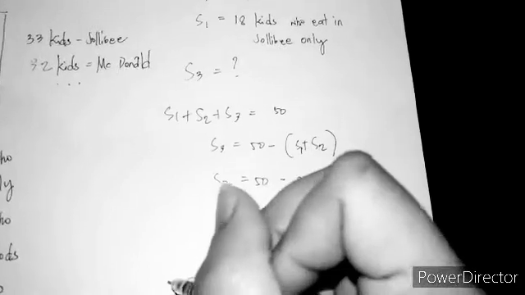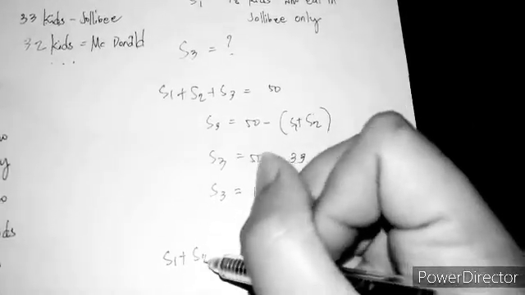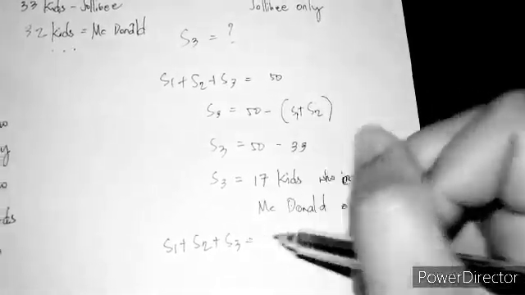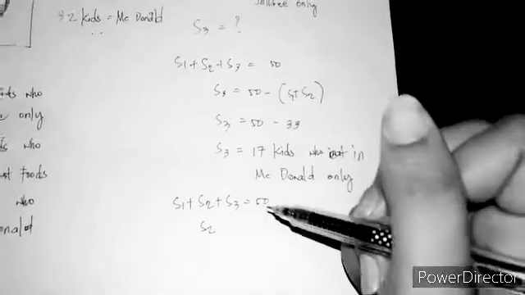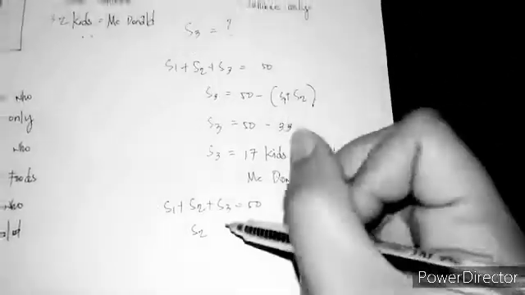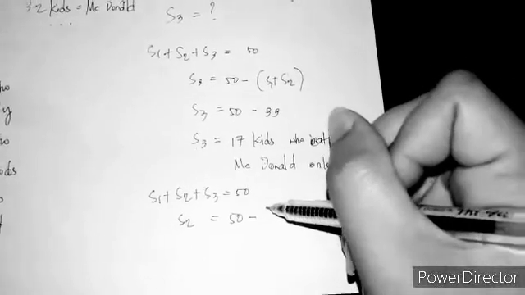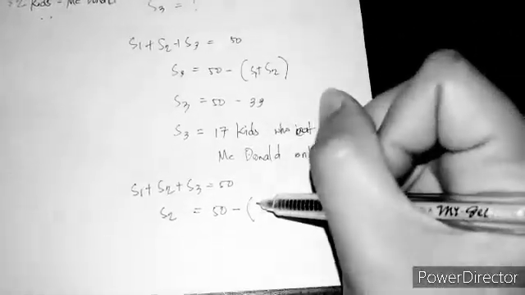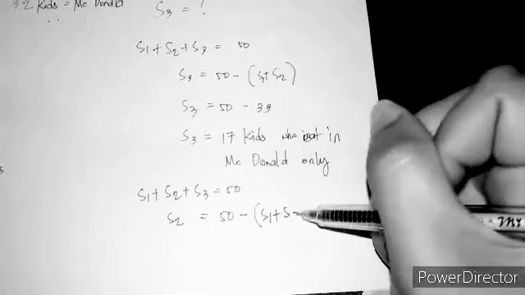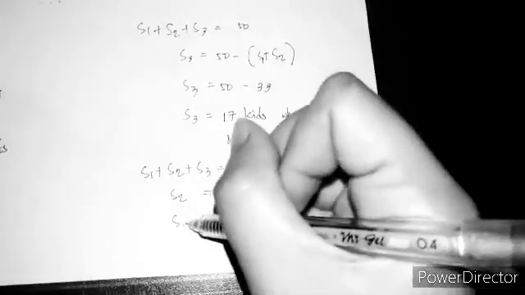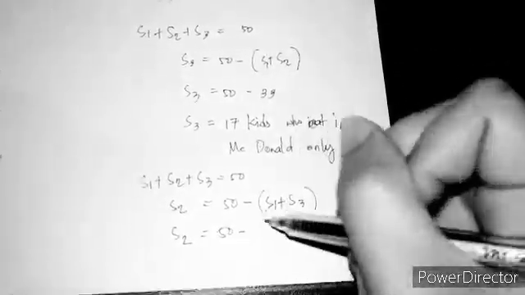Next, the last one is S2. So S1 plus S2 plus S3 is equal to 50 kids. So, let's solve the S2, the kids who ate in both Jollibee and McDonald's. So, S2 equals 50 minus open and close quantity S1 plus S3. So, S2 is equal to 50 minus, how many is S1?